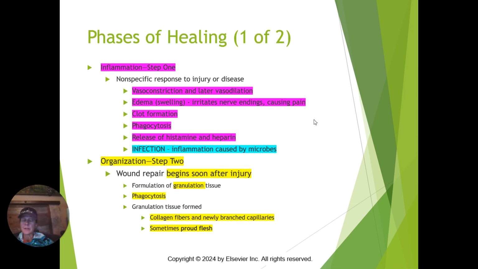Now, phases of healing. This is a complex but very important kind of area.